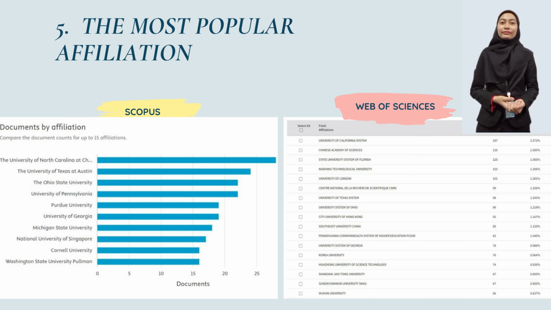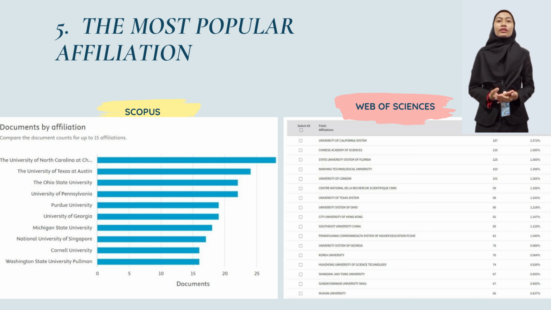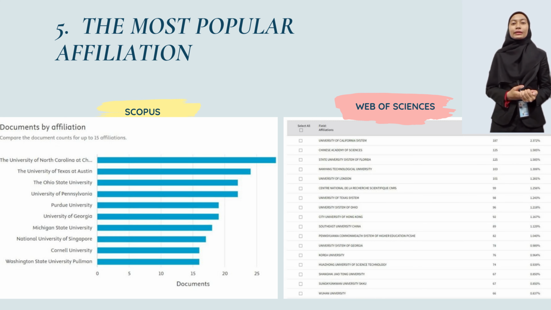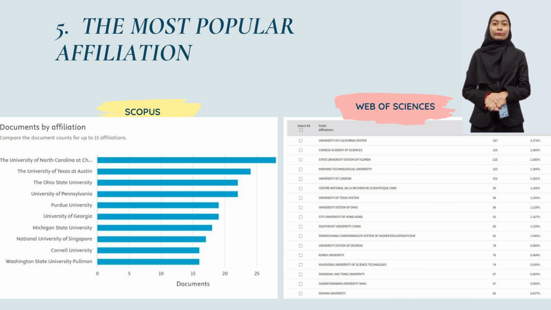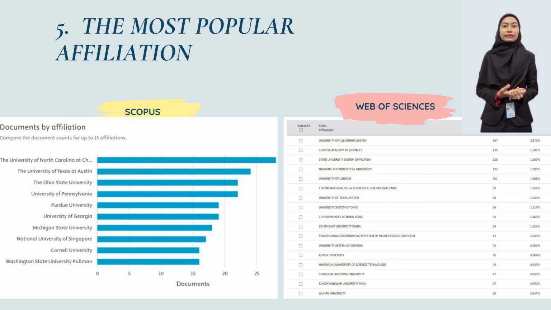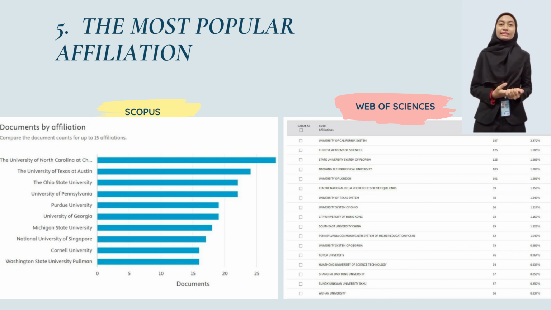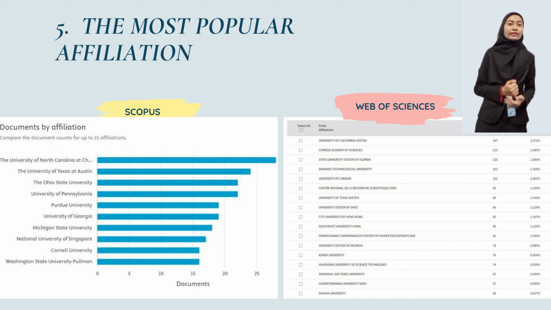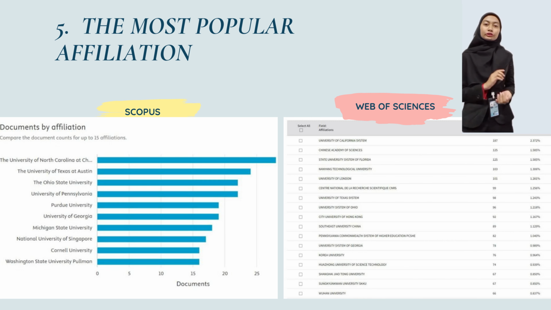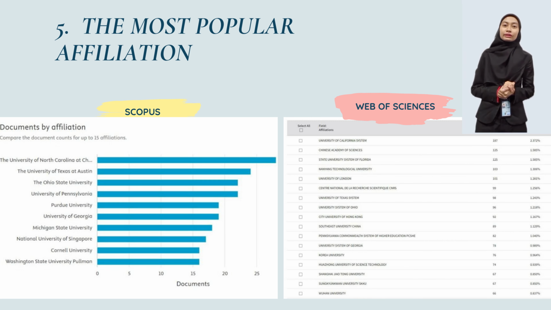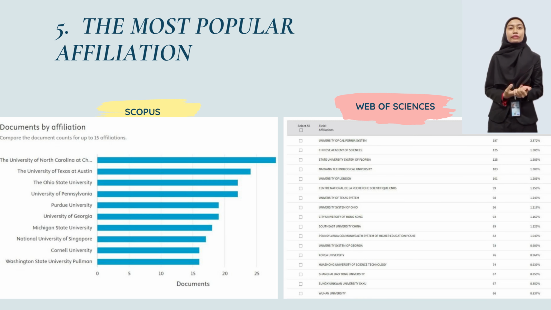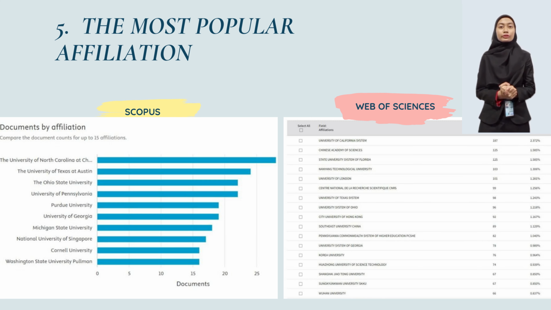So the next one is affiliation in the Web of Science, which has produced 5,794 entries. The University of California system has the highest number of documents published, with an estimated 187 records between 2014 and 2025. This shows that the University of California system contributes about 2.73 percent of the total documents in the search. Based on this result, the United States of America produces the most documents.